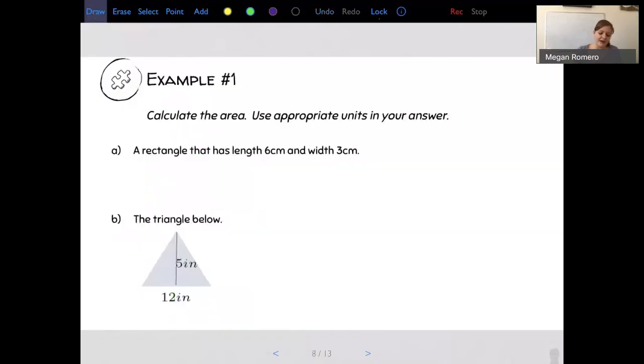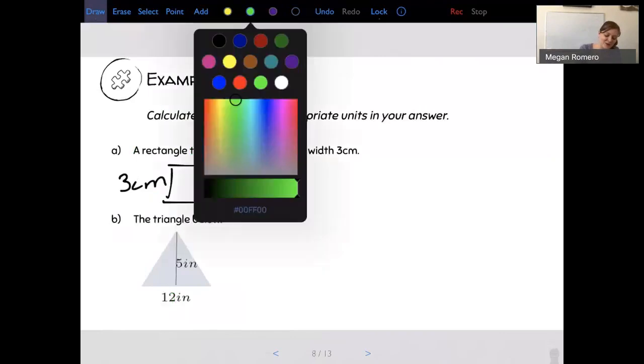Example, calculate the area, use appropriate units in your answer. So first, a rectangle that has length 6 centimeters and width 3 centimeters. You can square this off into 1 centimeter chunks and count it out that way. It's harder for me to draw accurately dividing by 6 and dividing by 3. So I am going to multiply.